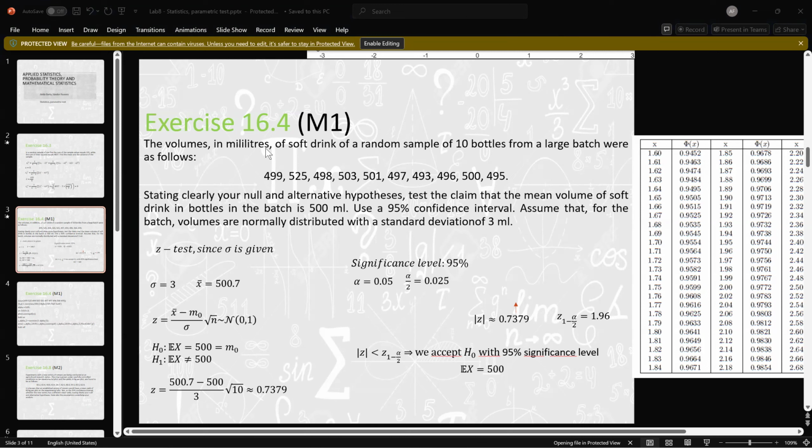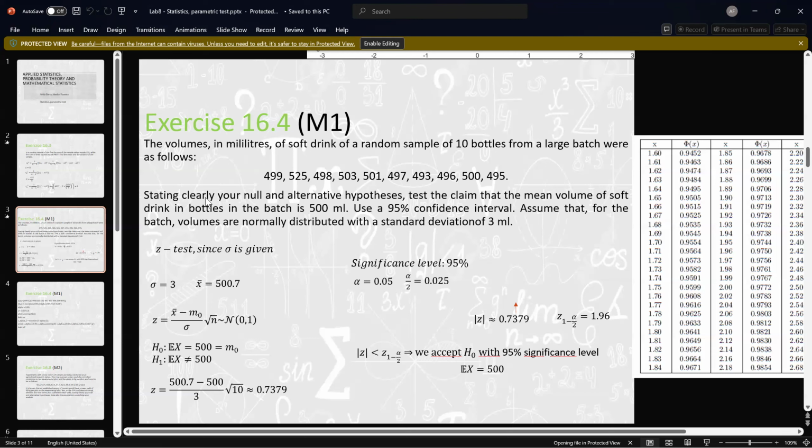The volumes, in milliliters of soft drinks of a random sample of 10 bottles from a large batch were as follows. So the reason we use a z-test and t-test is to show that the values match a mean that is given. So these are the values of soft drinks. We are trying to prove that the average volume of the soft drinks is 500 ml. But since this is a factory and things can go wrong, these are the actual values, which is 499, 525, 498, 503, 501, and so on.